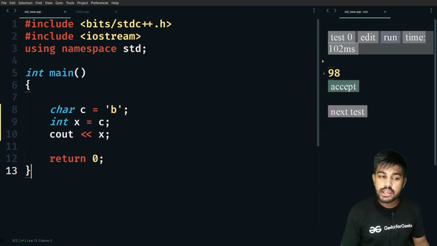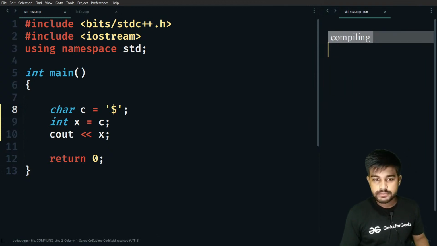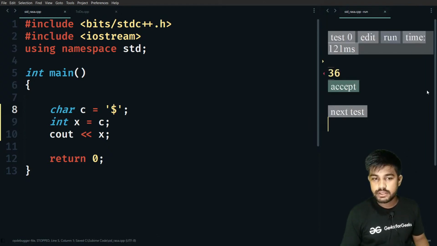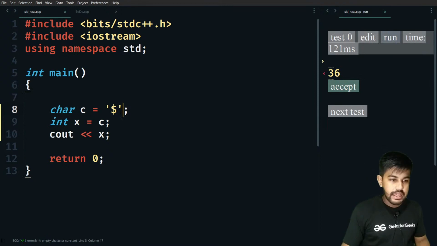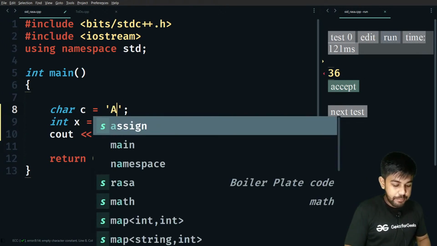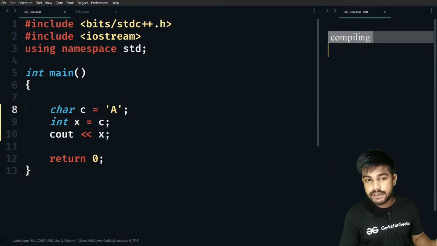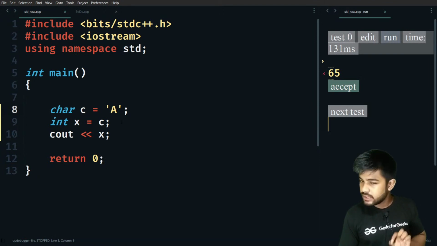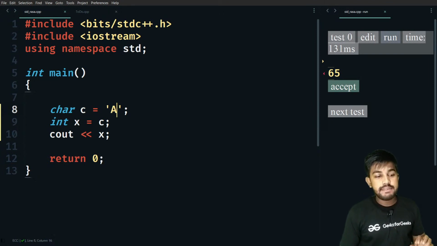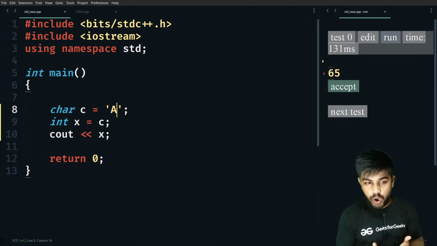In the same way, special characters also have ASCII values, like 36. And capital A has a different ASCII value than small a. Suppose the value of capital A is 65. So what do you think the value of C would be? The value of C would be 67.